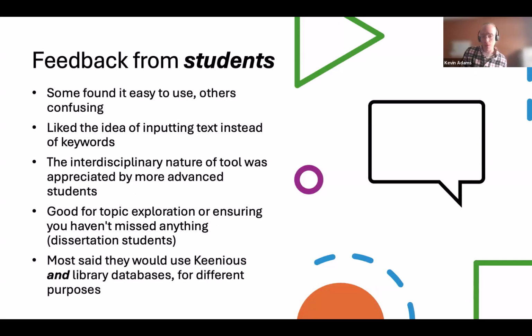Students' feedback varied quite a bit. This may be because the students that we were working with included undergraduate students as well as advanced graduate students. Some students said that Keenious was easy to use, while others found it to be quite confusing. Many liked the idea of inputting text instead of keywords, and more advanced students, such as doctoral students, really appreciated the interdisciplinary nature of Keenious and found that it identified articles that they hadn't previously encountered. Some faculty shared this input as well.